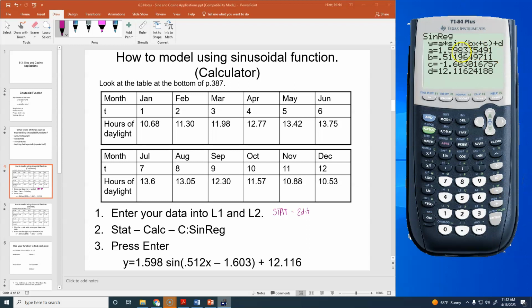Alright, and you can see I rounded these off to 3 decimal places just because it gave me such long numbers. It'll give you the A, B, C, and D values for this. Everybody get it to work?